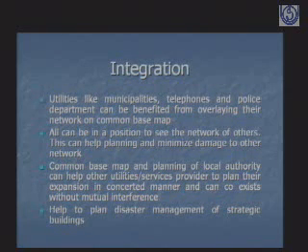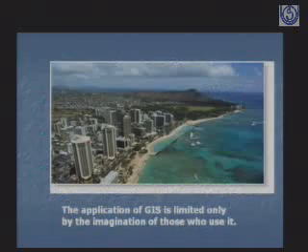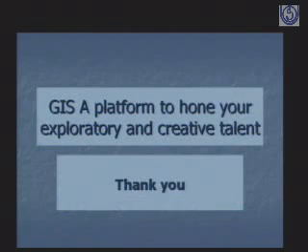Basically, GIS is a map, and over that, on a tracing paper, everybody will put their information. So one GIS system can cater to all other information, and basically it is a map with a number of tracing papers, and you can use whichever tracing paper you require on the map. The application of GIS is limited only by the imagination of those who use it. GIS is a platform to hone your exploratory and creative talent.